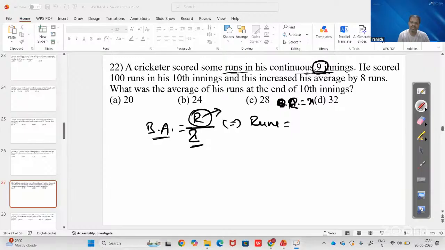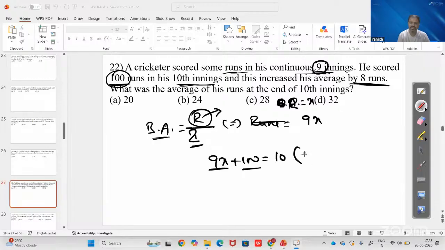Number of runs scored till 9 innings will be equal to x. Then the total will be equal to 9x. He scored 100 runs in his 10th innings. So that will be equal to 9 times x plus 100. If he scored 100 runs in the 10th innings, then the average is increased by 8 runs.